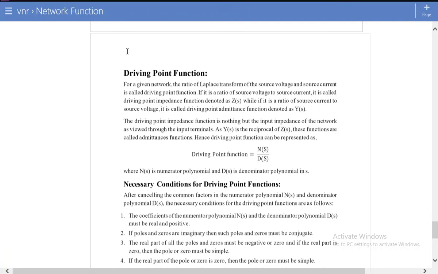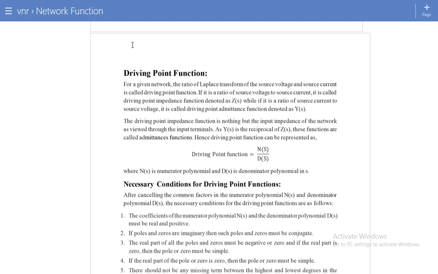Hi everyone. So in the last lecture we have seen the importance of network functions and how the stability of the system is directly linked with the location of the poles in the S-plane. The importance of our network function we have clearly discussed: depending upon the pole location, whether the system is a stable system or unstable.